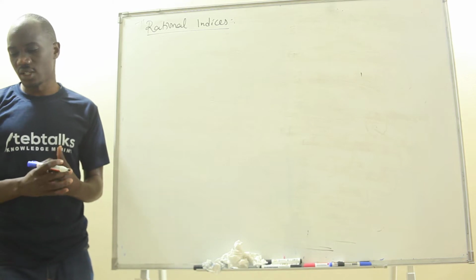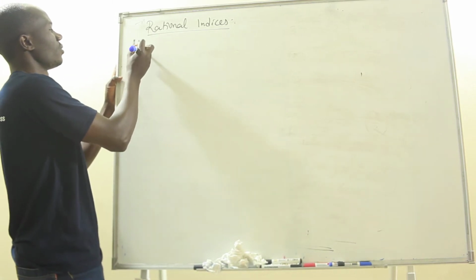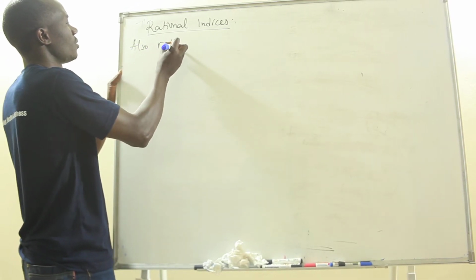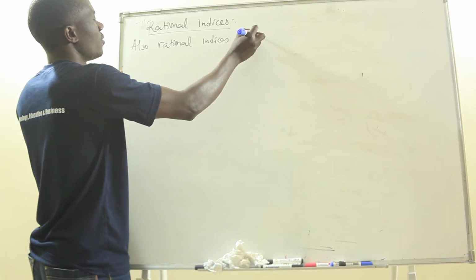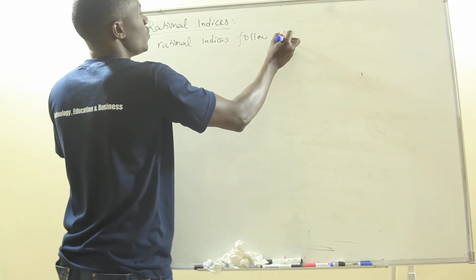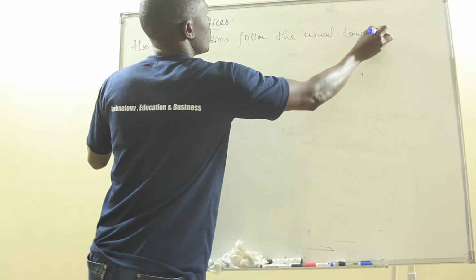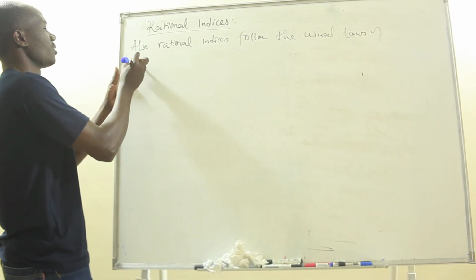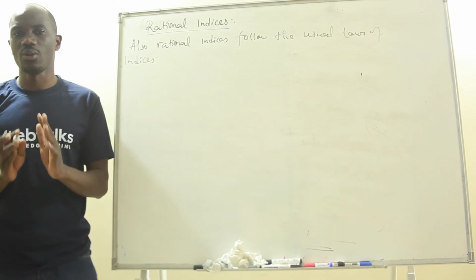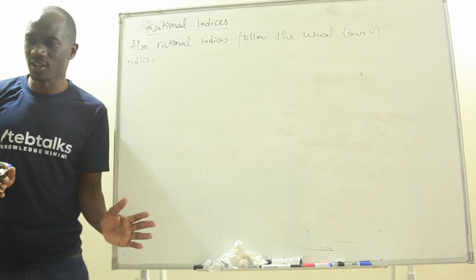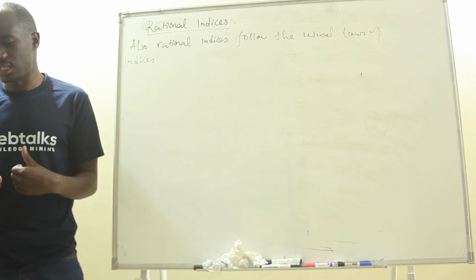You can say also that rational indices follow the usual laws of indices. So the same, even if we are multiplying numbers of the same base, we do addition. If we are dividing, we do the subtraction. So that's what we wanted you to know.